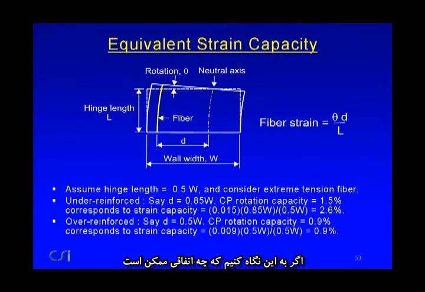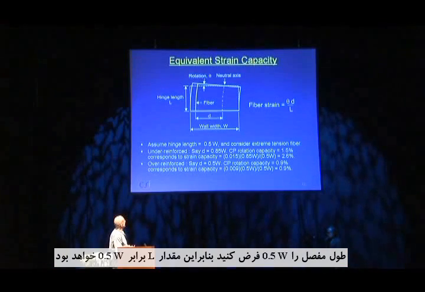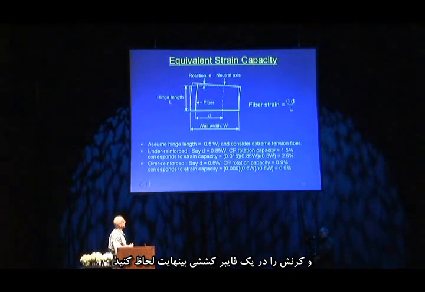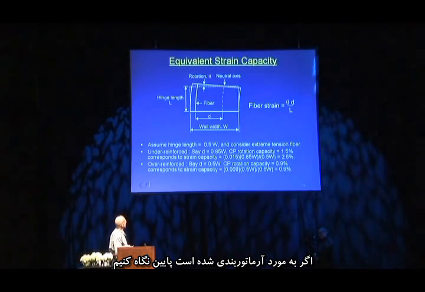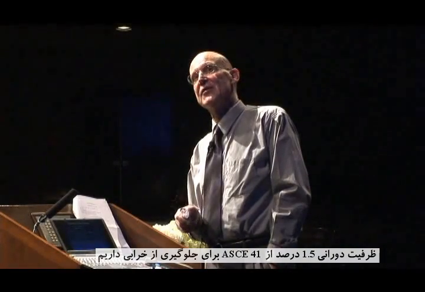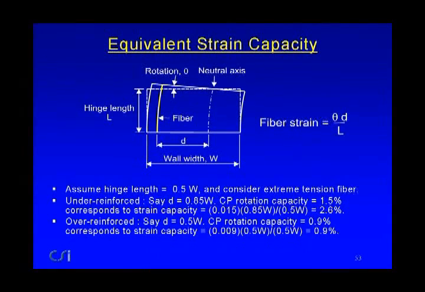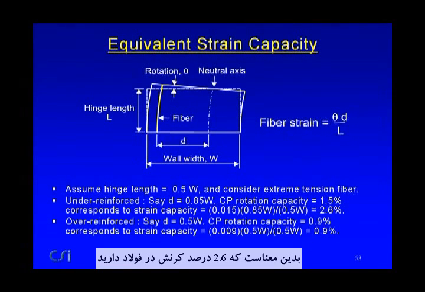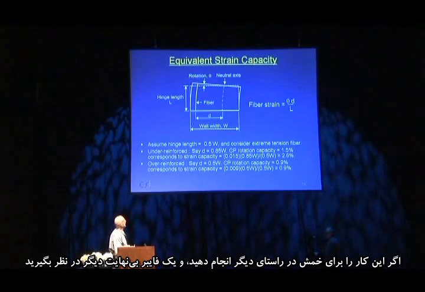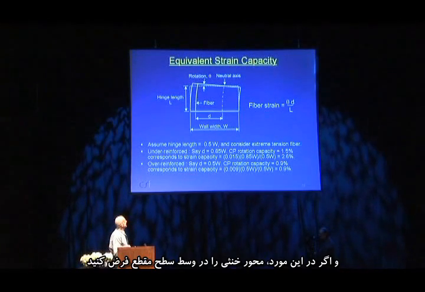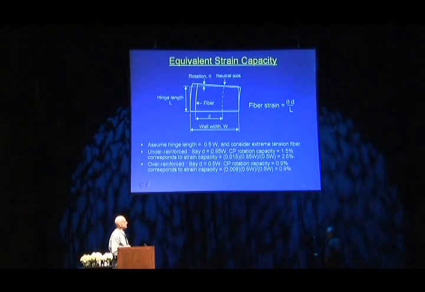If we look at what might happen for a particular case of the capacity I just indicated before, let's assume that the hinge length is 1/2 W, so L is 1/2 W, and let's consider strain on the extreme tension fiber. And if we look at the under-reinforced case, then the collapse prevention rotation capacity from ASCE 41 was 1.5%. If I assume an effective depth of 0.85 W, this translates into a strain of 2.6% in the steel. If you do it for bending the other direction, consider the other extreme fiber, the rotation capacity we just had before was 0.9%. If you assume the neutral axis is about the middle of the cross-section in this case, then this translates into about 0.9% strain.